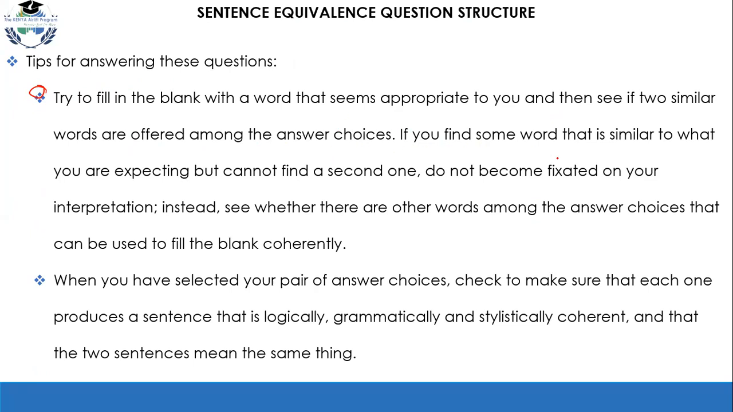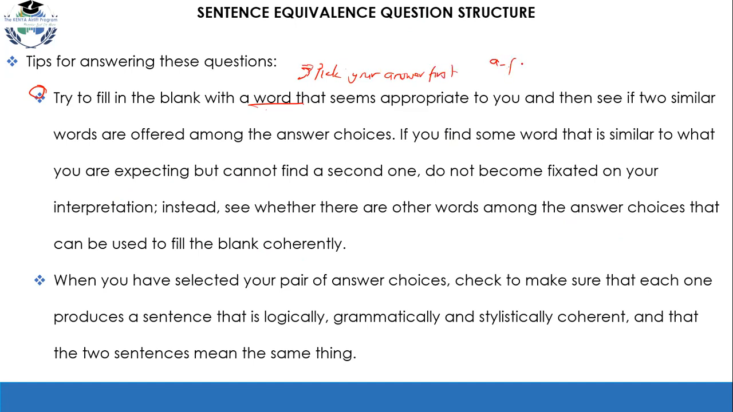So if you find some word that is similar to what you're expecting but cannot find a second one, do not become fixated on your interpretation. Instead, see whether there are other words among the answer choices that can be used to fill the blank coherently. So basically, always pick out your answer first. Pick your answer first. So this one is not the answer from the answer choices.